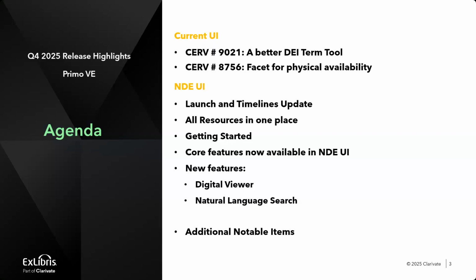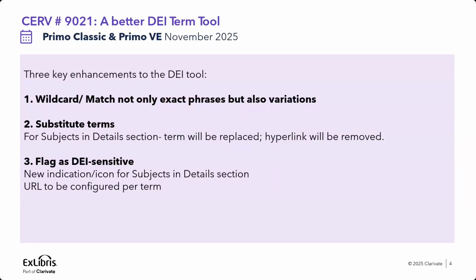Neil is going to guide us through the latest update of the NDE UI, the resources which are available, the getting started process, core features that are now aligned with the current UI, and exciting new features, the digital viewer and the natural language search. In the end, we're going to cover also additional notable items. Let's start from the Better DEI term tool enhancement.